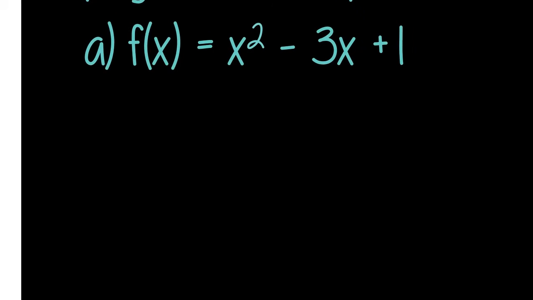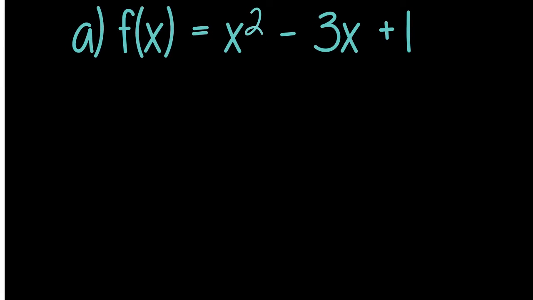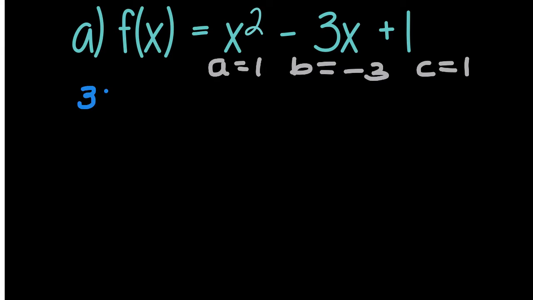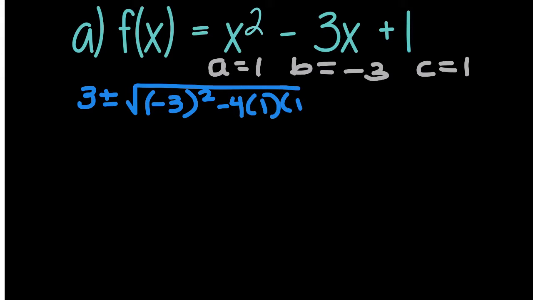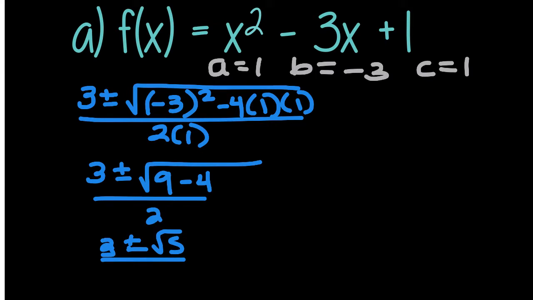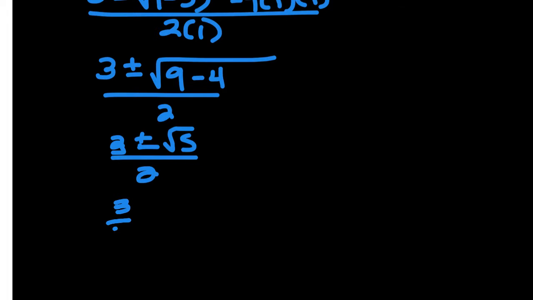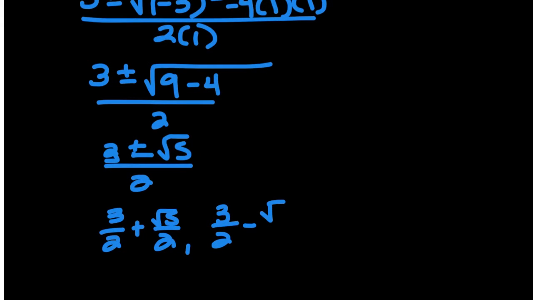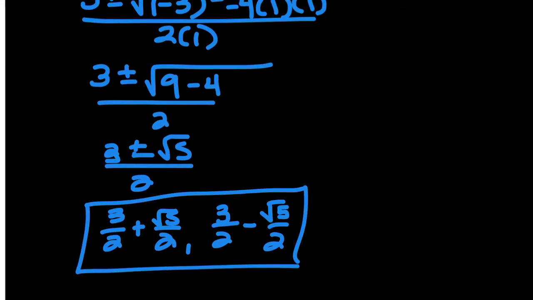All right, so if I look at A, is this factorable? No, which means I have to do what? Good old quadratic, right? So A is 1, B is -3, and C is 1. So the opposite of B, which would be 3, plus and minus the square root of -3 squared minus 4 times A times C, all over 2 times A. 9 minus 4 over 2, root 5 over 2, which becomes 3 over 2 plus root 5 over 2, and 3 over 2 minus root 5 over 2. So those are the zeros or the roots.